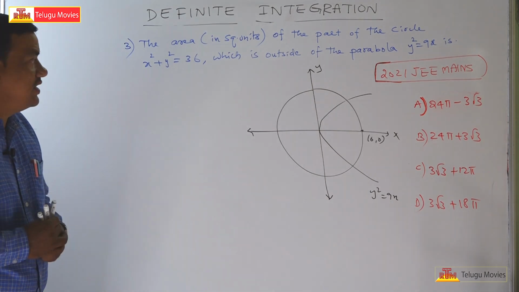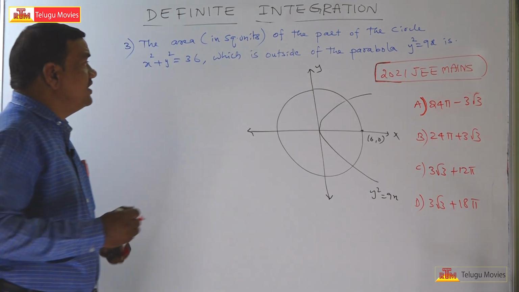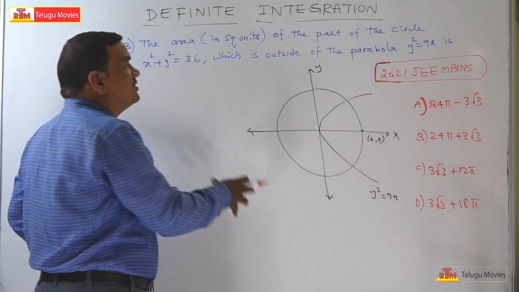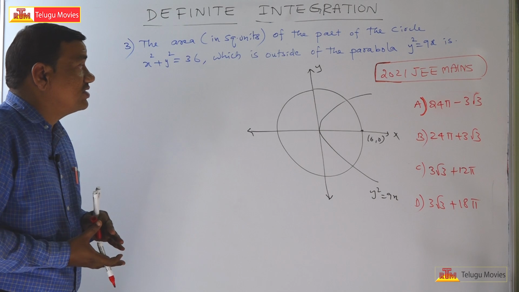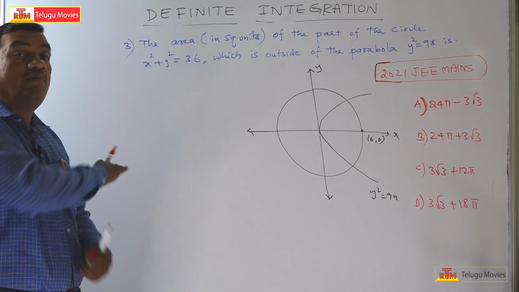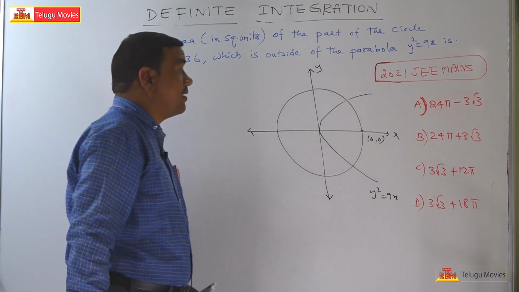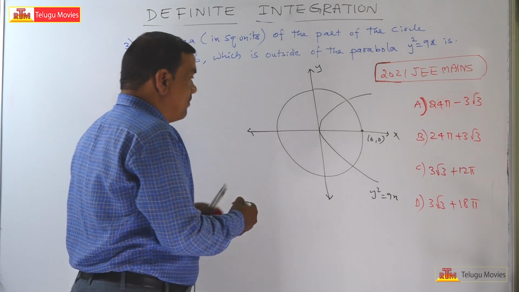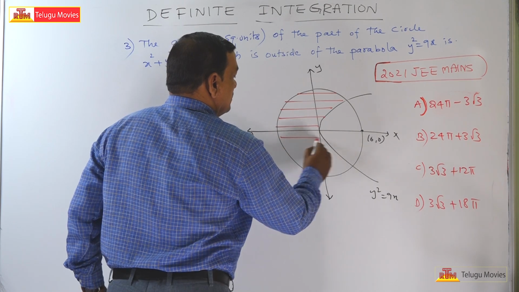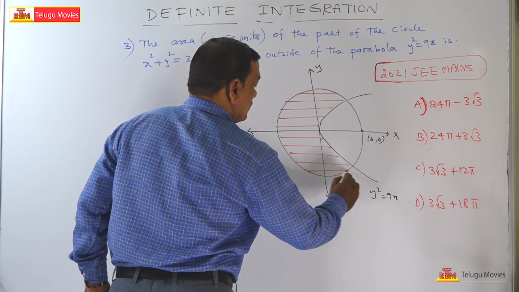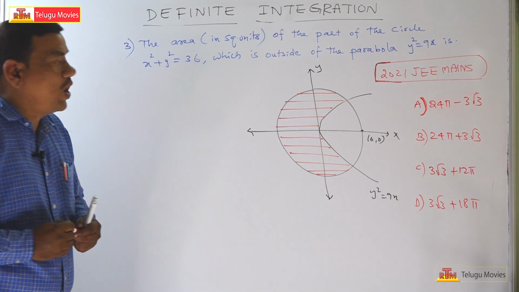Now the question is, see here, which is the area of the part of the circle. It should be the part of the circle which is outside of the parabola, that is the exterior of the parabola. So what does the exterior of the parabola mean? This is the area you required, this area, that area I required. Then how to solve this problem?